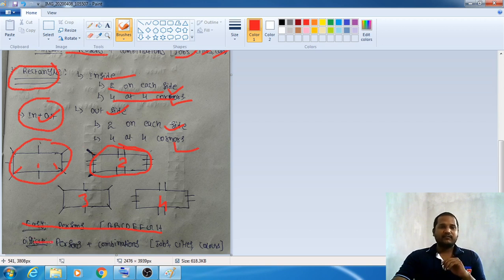And the difficulty level means combinations, adding some combinations like jobs, cities, and colors. We have to find out. This is everything about square sitting arrangement and rectangle sitting arrangement.